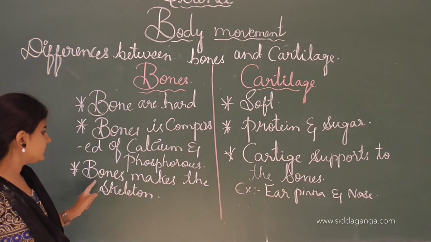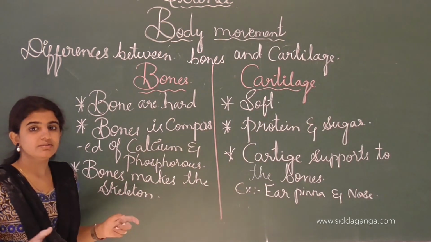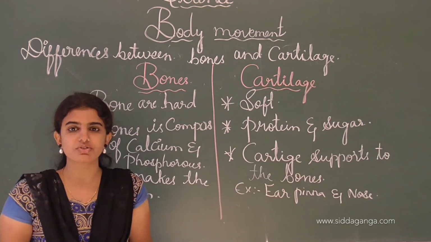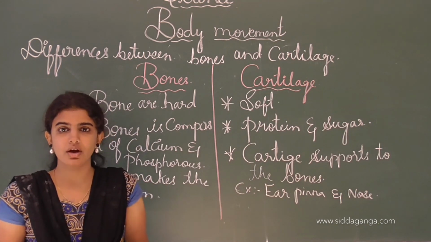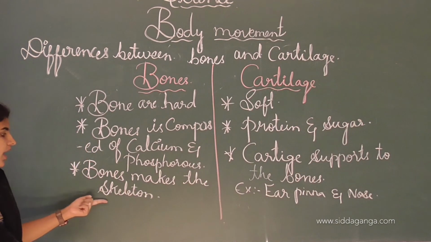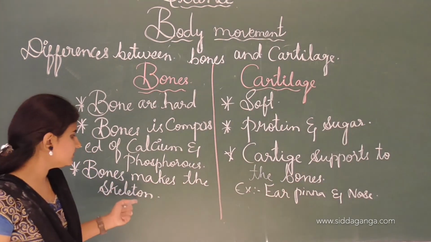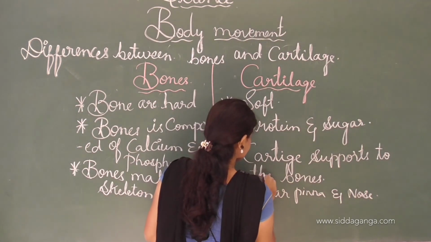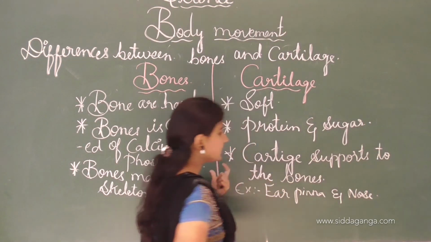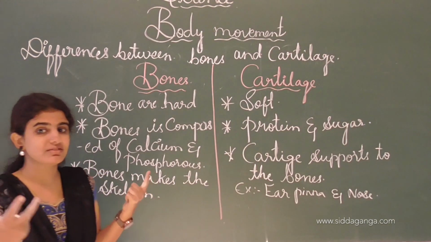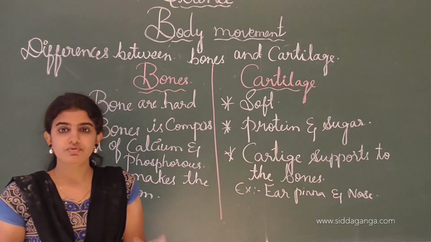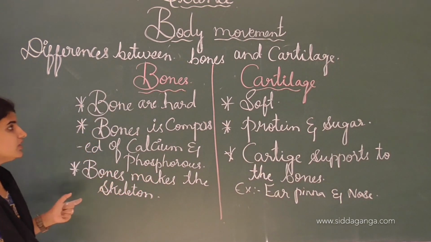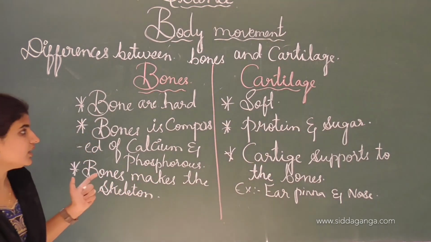And the next one is that bones make the skeleton. See, together bones make the skeleton. Without bones the skeleton is not formed, and that's why bones make the skeleton, whereas cartilage supports the bone. Without bone and cartilage, the skeleton will not be formed, or the human body will not be formed. And this is all about the differences between bones and cartilage.